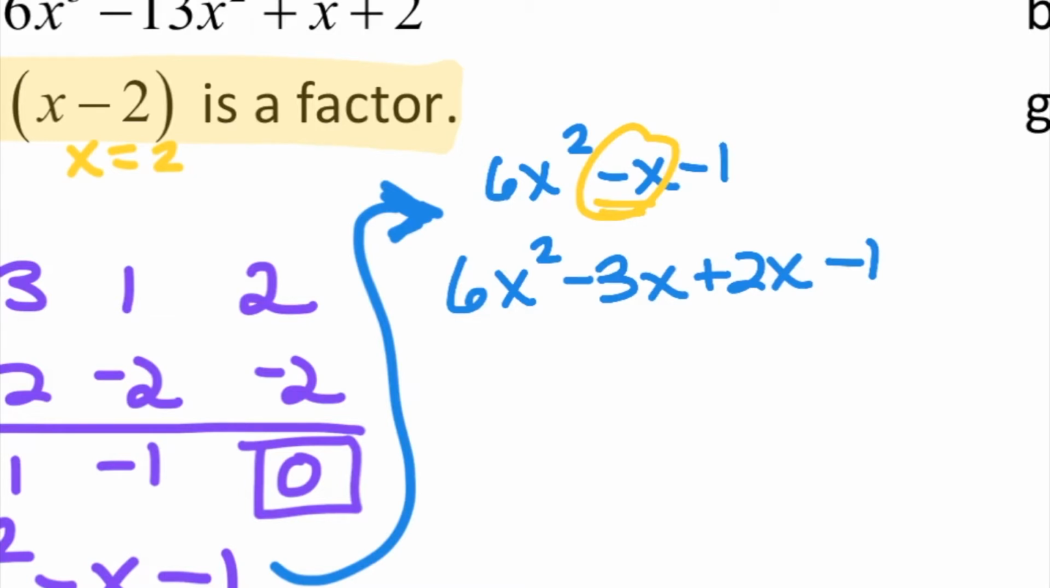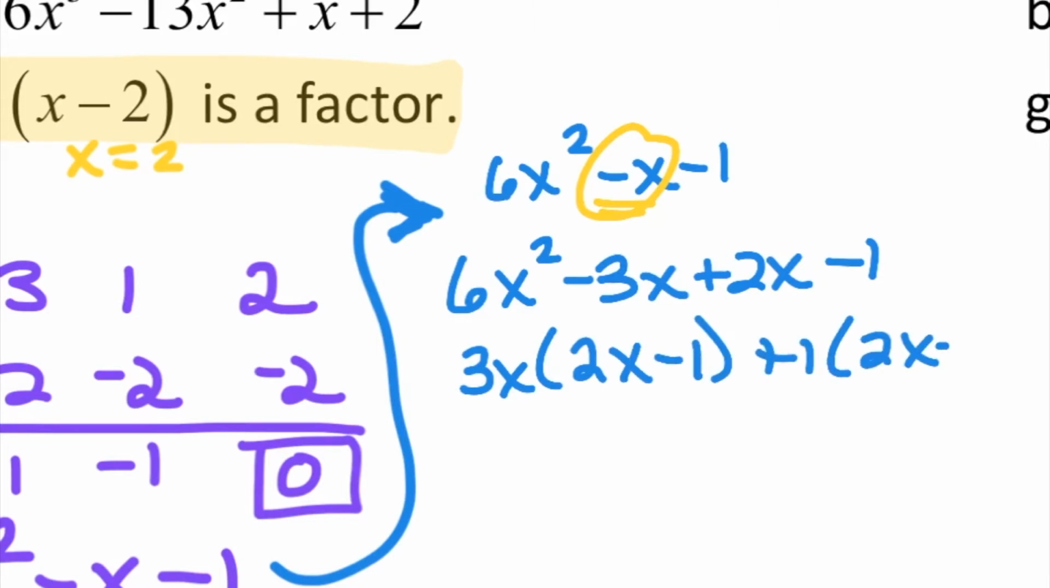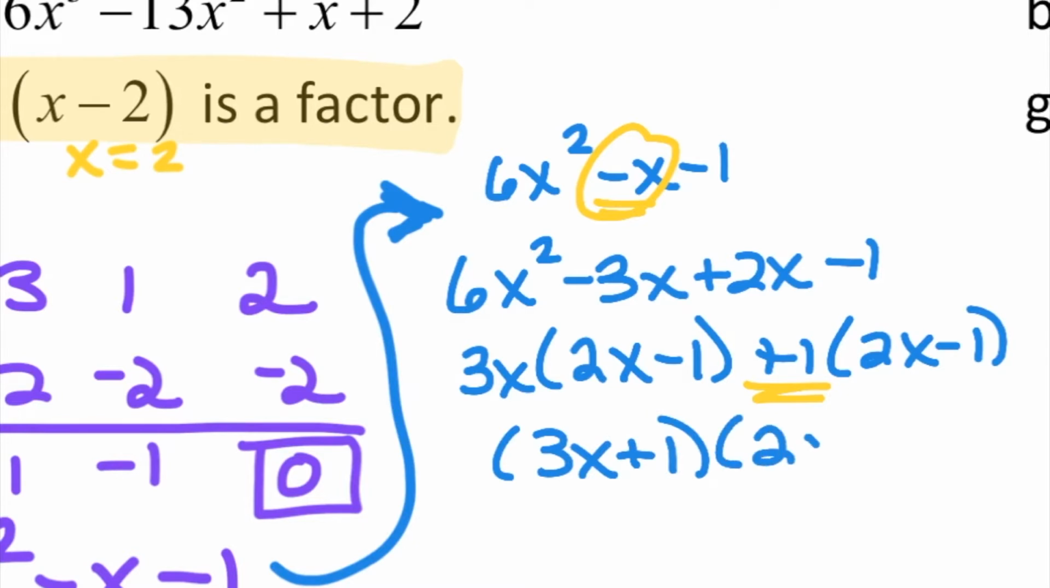And then I'm going to do a GCF, so I've got 3x times 2x minus 1 plus 1 times 2x minus 1. Be careful when you're grouping that if your GCF is 1 or -1, you still want to write it because that's part of your answer. And sometimes when students forget to write it, they forget to write the 1 as part of their answer. So now I have 3x plus 1 times 2x minus 1.